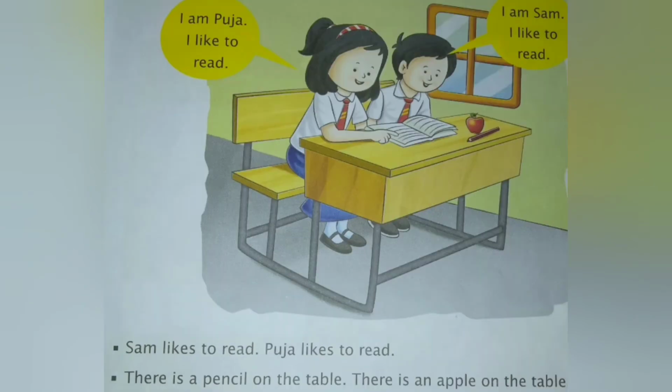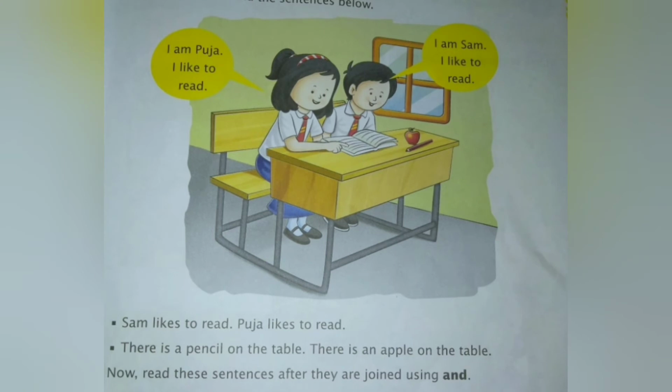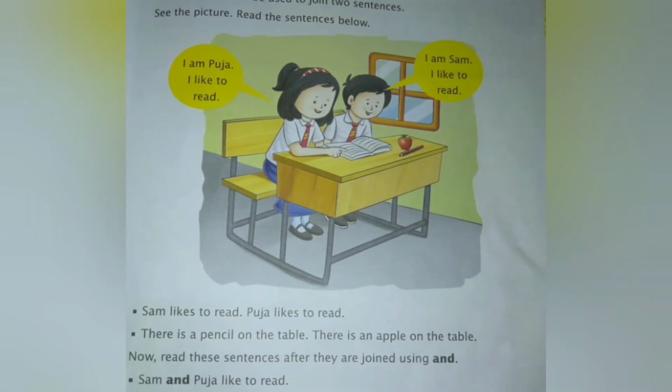Now if we write like this, 'Sam likes to read, Pooja likes to read', that is two sentences. But with the help of 'and', we can make those two sentences into one sentence. How? See, 'Sam and Pooja like to read.' That's all. You mention the names, and after that the same sentence goes once, because they both have the same likes.